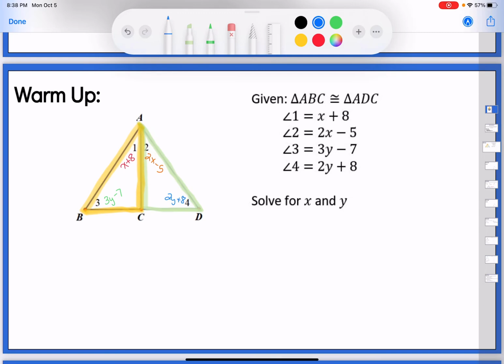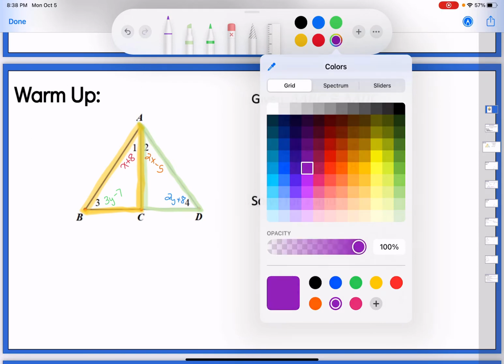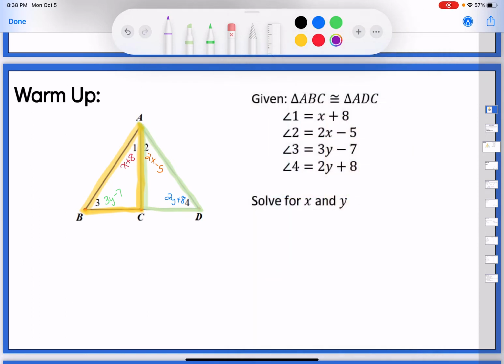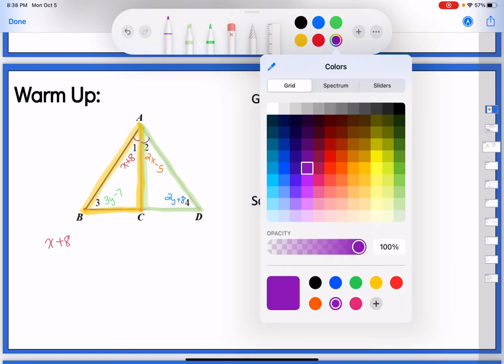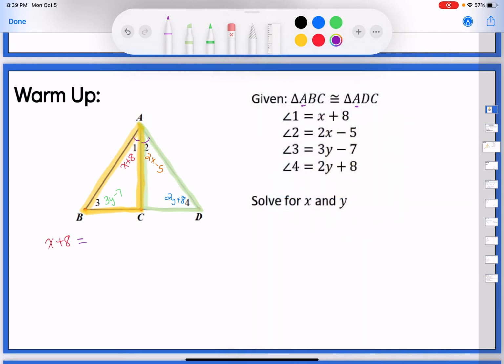Now, since I know that my triangles are congruent, I can use CPCTC to say that I have some congruent angles here, right? Since everything that I was given was an angle measure, that means that I should have angle BAC is congruent to angle DAC, right? Or if we're just using our single letter there, angle A is congruent to angle A, right? So I can set up one equation saying x plus 8 equals 2x minus 5.